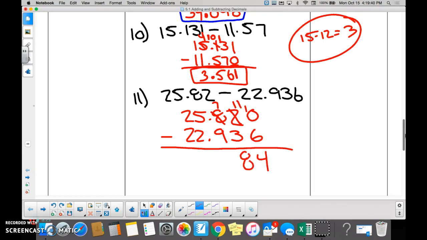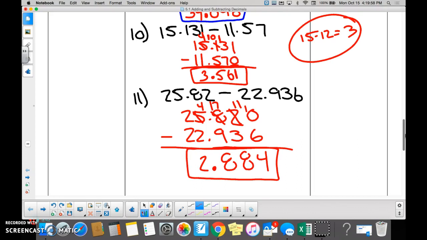You can't take 9 from 7, so I'm going to borrow. See how I keep on borrowing one place value over? This becomes a 17 because I borrowed a unit of 10. 17 minus 9 is 8. Drop the decimal. 4 minus 2 is 2. 2 minus 2 is nothing. My answer is 2 and 884 thousandths.